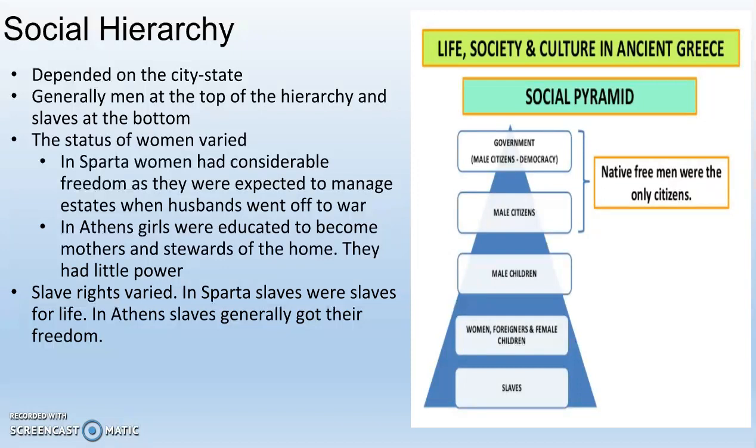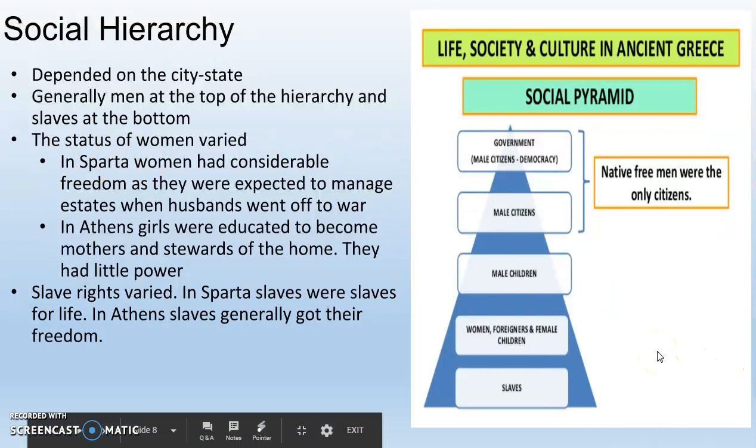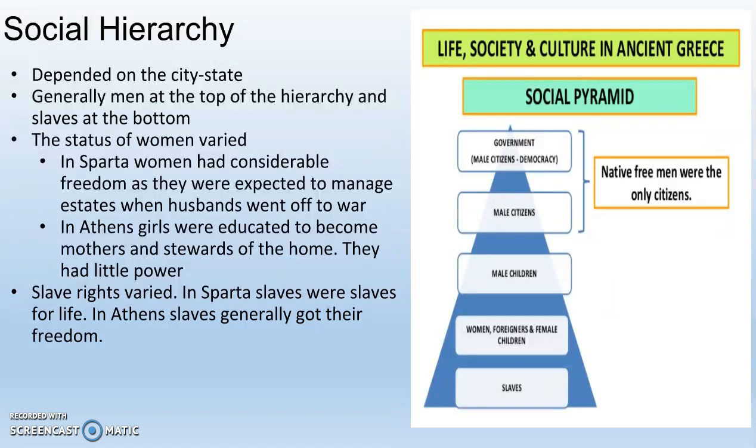Slave rights varied. In Sparta, slaves were slaves for life. In Athens, slaves could generally get their freedom. It just kind of depends. This social hierarchy over here is actually Athens' social hierarchy, but it's more or less correct for most of Greece.